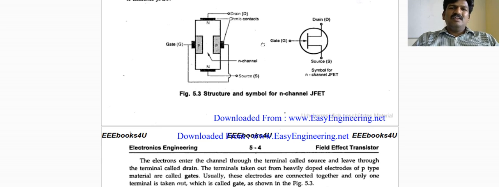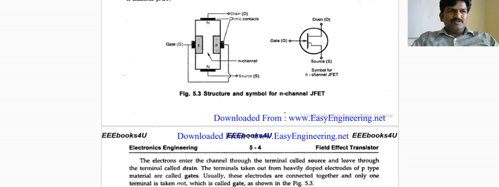The channel is used to carry the movement of electrons or the movement of holes. If the channel is n, it is used to carry the movement of electrons. If the channel is p, it is used to carry the movement of holes. This movement depends upon what type of voltage you are applying between the gate and source, as well as the drain and source. The symbol representation for this n channel MOSFET is like this.